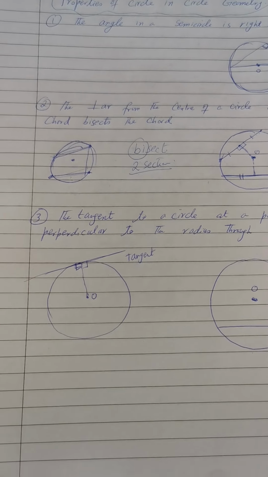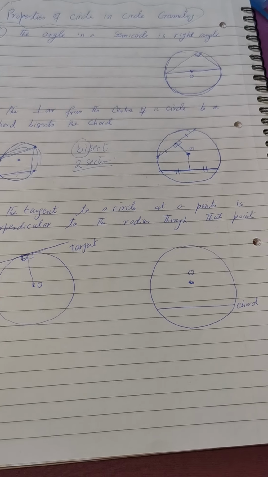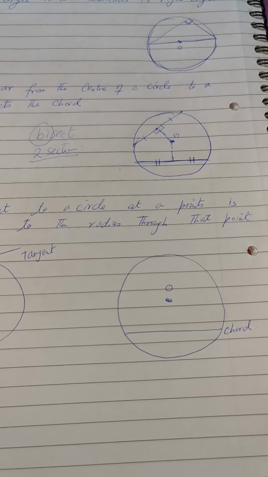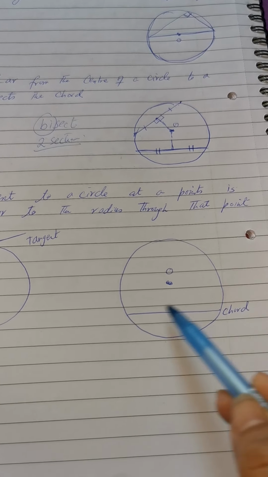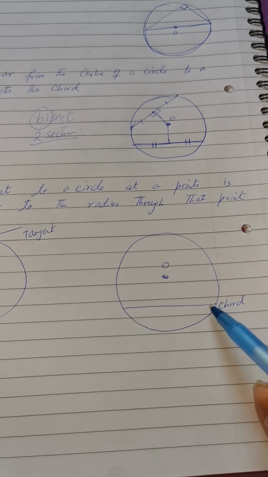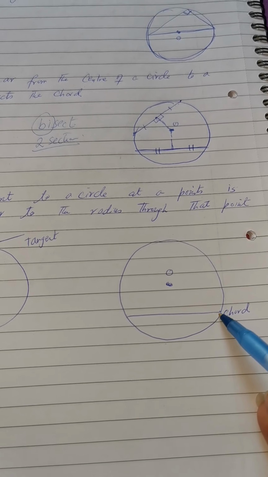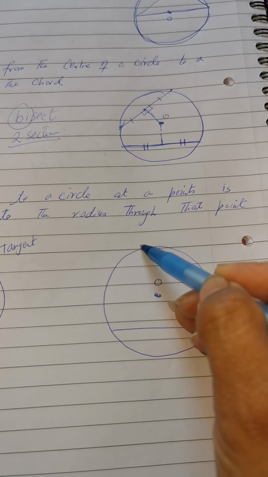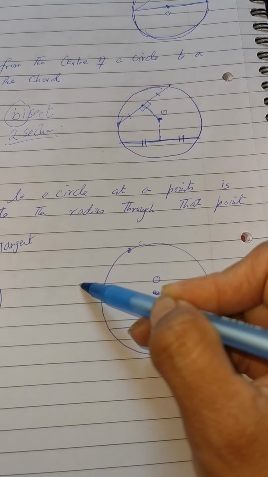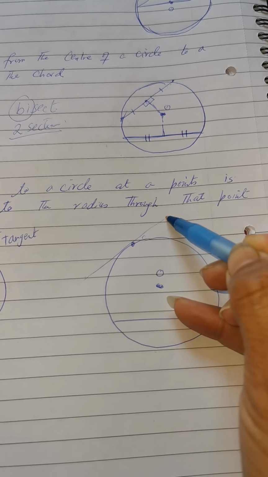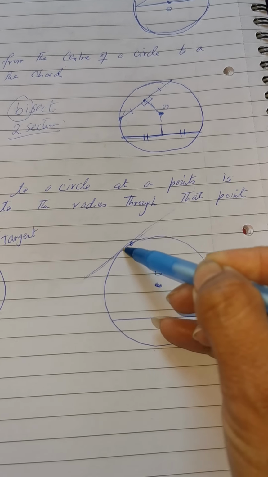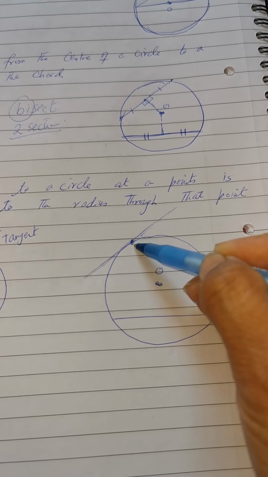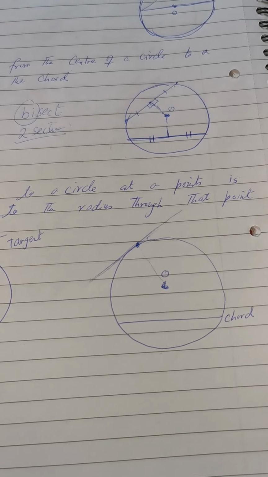And the third property says that the tangent to a circle at a point is perpendicular to the radius through that point. Now, what is the tangent? I have explained what a chord is: any two points on the circle, you join them and you get a chord. Now, what is the tangent to a circle? If I take any point on the circle, then the line which passes through that point touches the circle at one point.